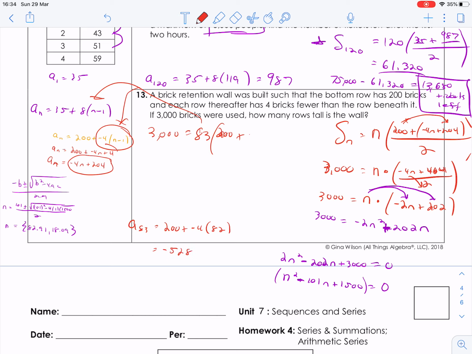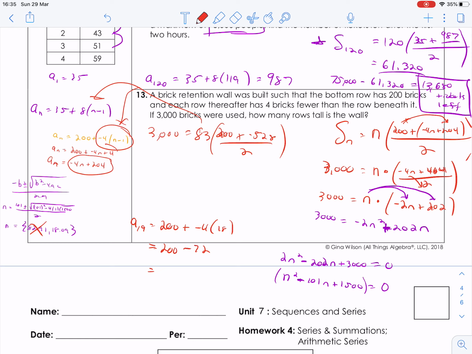So let's try negative 128 divided by 2. Nah, that's going to be negative. So that can't work. So we know 83 cannot work. So let's try our next one. What if it was a of 19? A of 19 would be 200 plus negative 4 times 18, which would be 200 minus 72. At least it's positive.